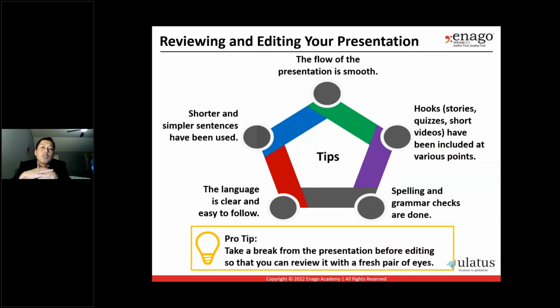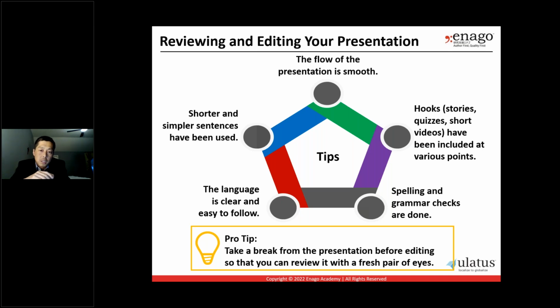It's very important that the flow of your presentation is smooth, meaning there's a rationale, there is a story, there is an order that is followed. Have some stories, even quizzes or videos at various points, so people get engaged and they don't doze off. On a basic level, spelling and grammar checks have to be done, because nobody likes to read misspellings.